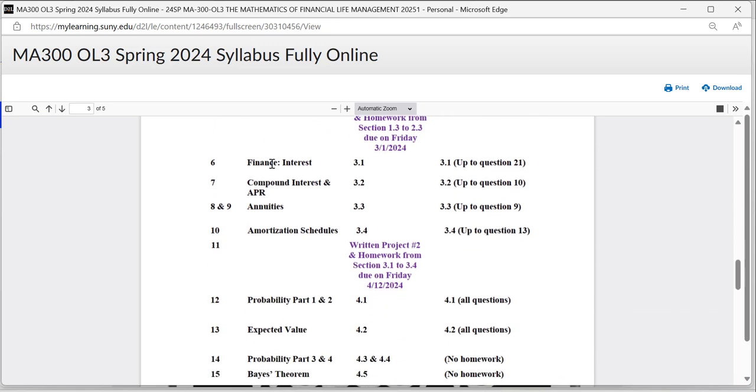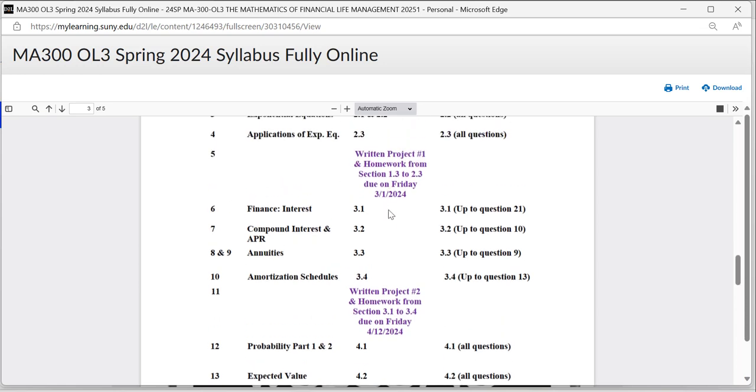And week 6, finance on the simple interest and compound interest from section 3.1. So you're going to complete exercise from 3.1 up to question 21. And week 7, you work on compound interest and the APR, which is from section 3.2. And you're going to complete the exercise from section 3.2 up to question 10.